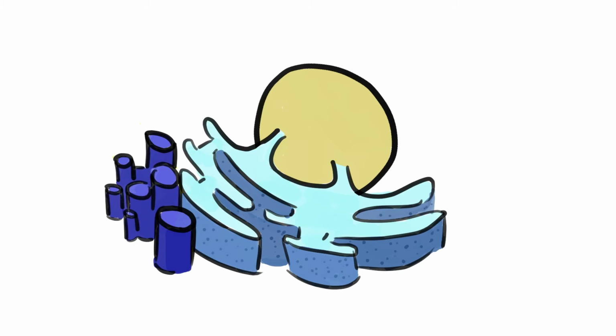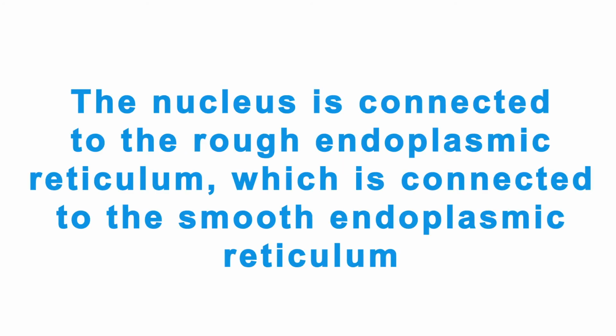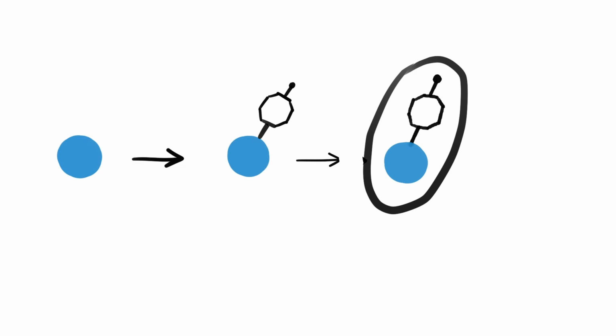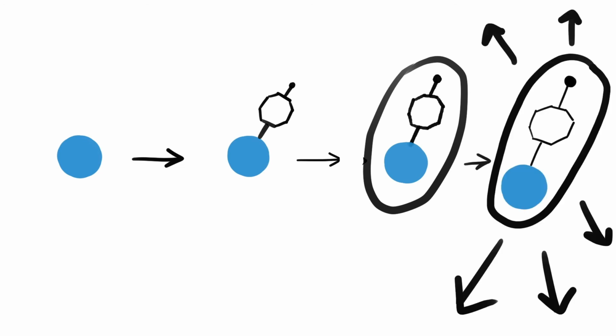On the other hand, the smooth endoplasmic reticulum does not have any ribosomes, which is why it's smoother, and it helps produce steroids and remove poisons from the cell. A fun fact you might want to remember is that the nucleus is connected to the rough endoplasmic reticulum, which is connected to the smooth endoplasmic reticulum. So these three things are all technically interconnected. Another major organelle in eukaryotic cells is the Golgi body, which receives proteins produced by the rough endoplasmic reticulum, modifies those proteins, and packages them into small containers called vesicles, which are transported to different places in the cell.